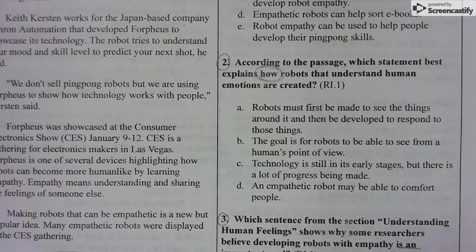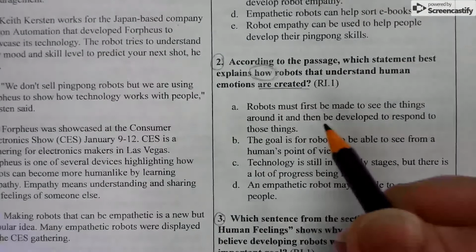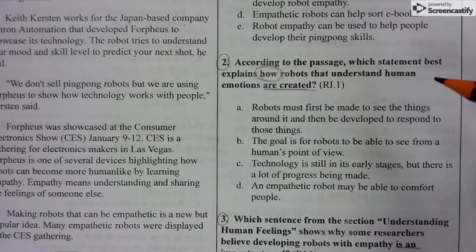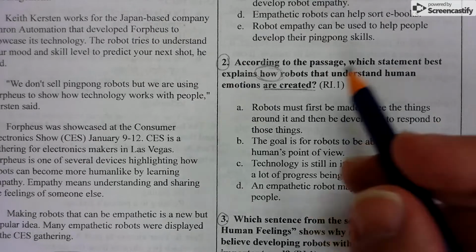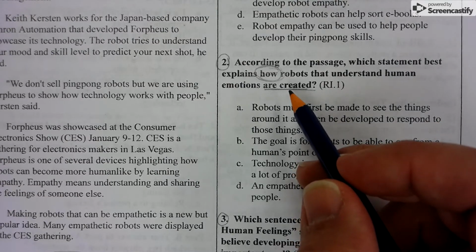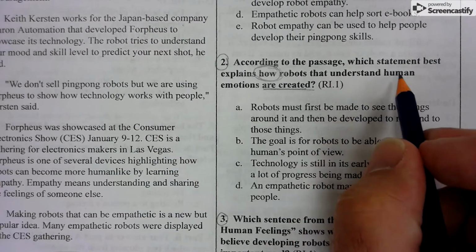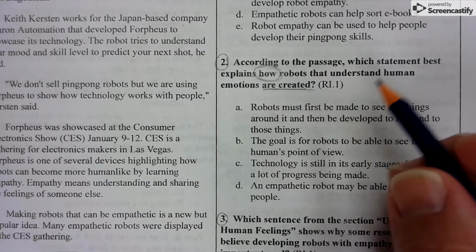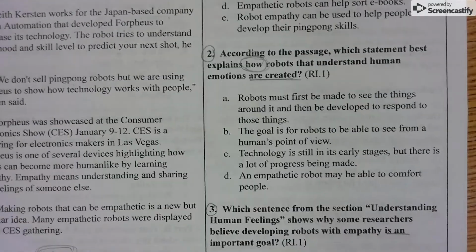Again, those are a lot of words, and we want to narrow it down. If we look closely, we really want to know how the robots are created. So by pointing this out and circling and underlining these key words, students will better understand what they're looking for. As they're reading, they should be thinking, how are these robots created? Not so much on focusing on the words understanding human emotions, but we want to know how are they created. So my answer needs to tell me how they are created.